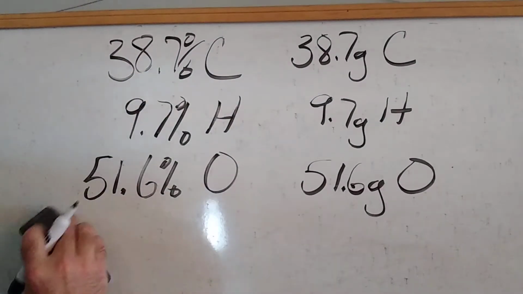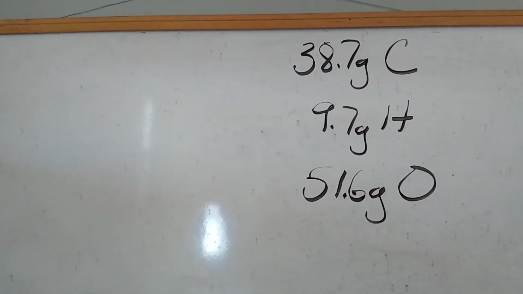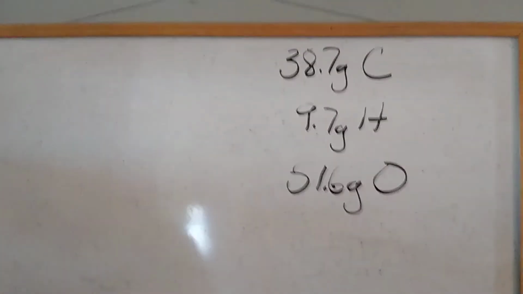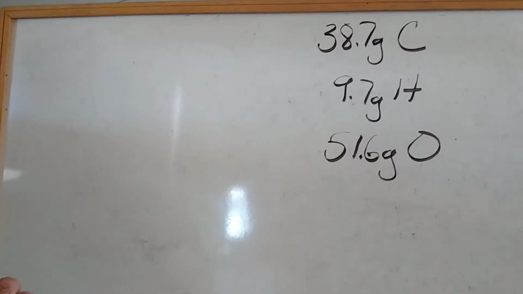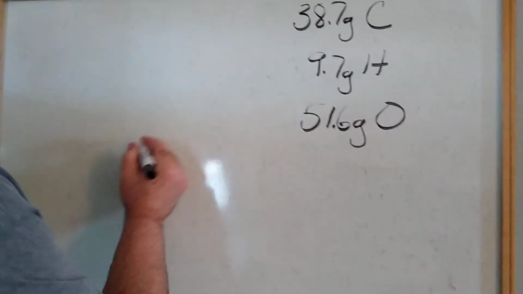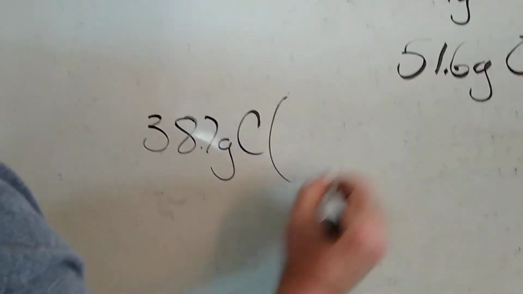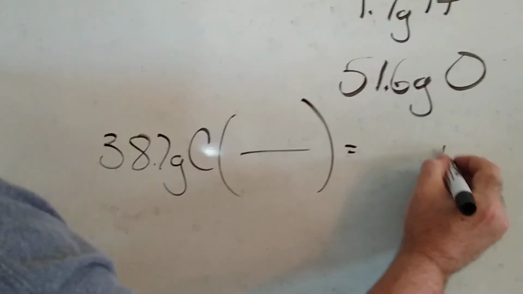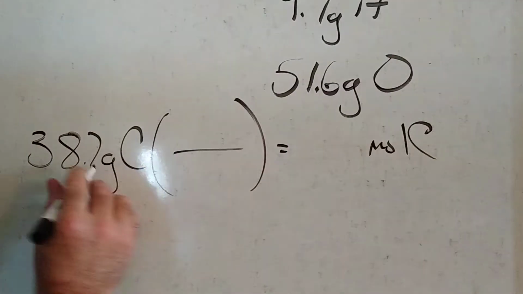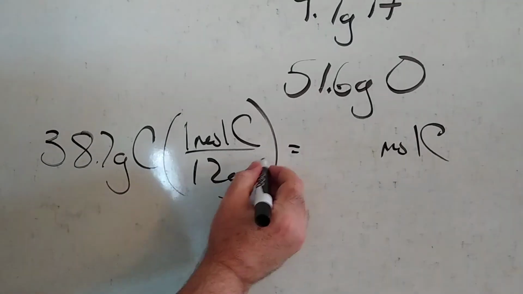Since I did that, I can get rid of those percentages and get them out of the way, and I can do some more work here. The first thing we have to do, and I'll come back to another part in a moment, is find our molar equivalents. How many moles of each of these do I have? To do that, I need to know the molar mass of carbon. If I have 38.7 grams of carbon, I need its molar mass. I do that by saying, okay, 1 mole of carbon is 12 grams of carbon.